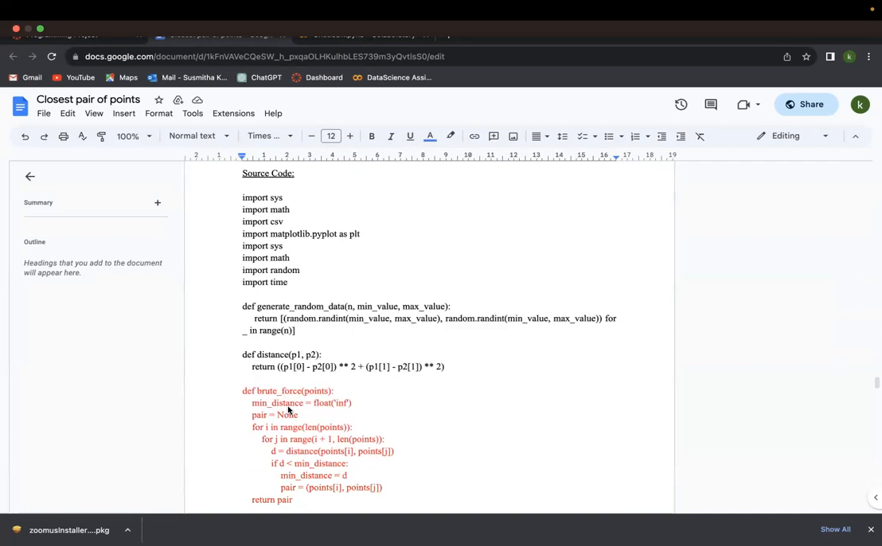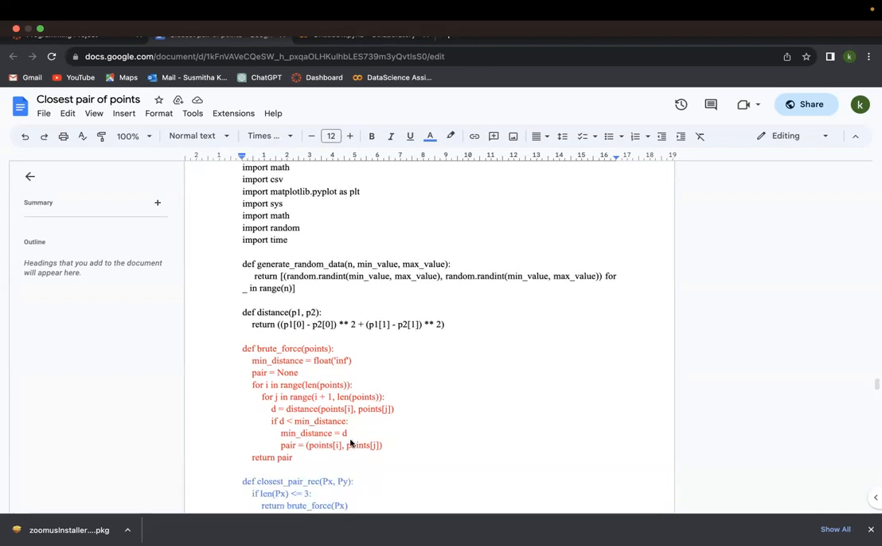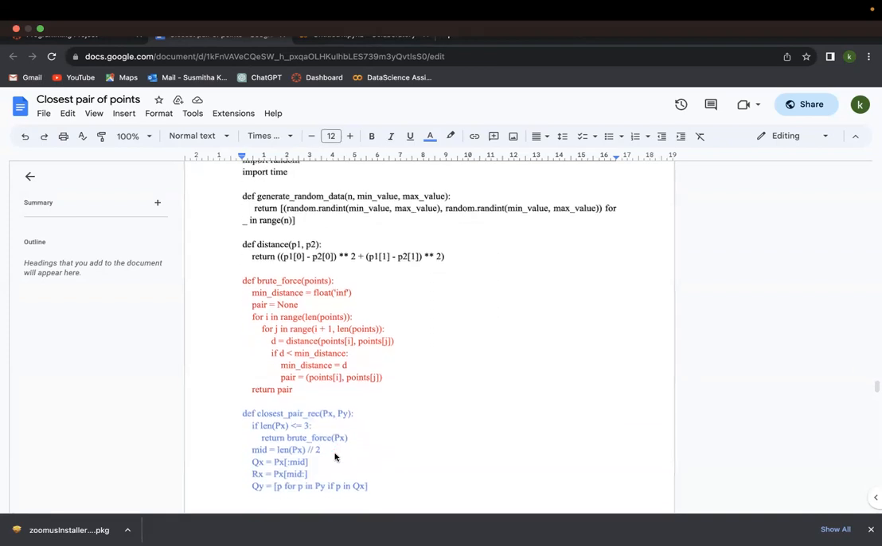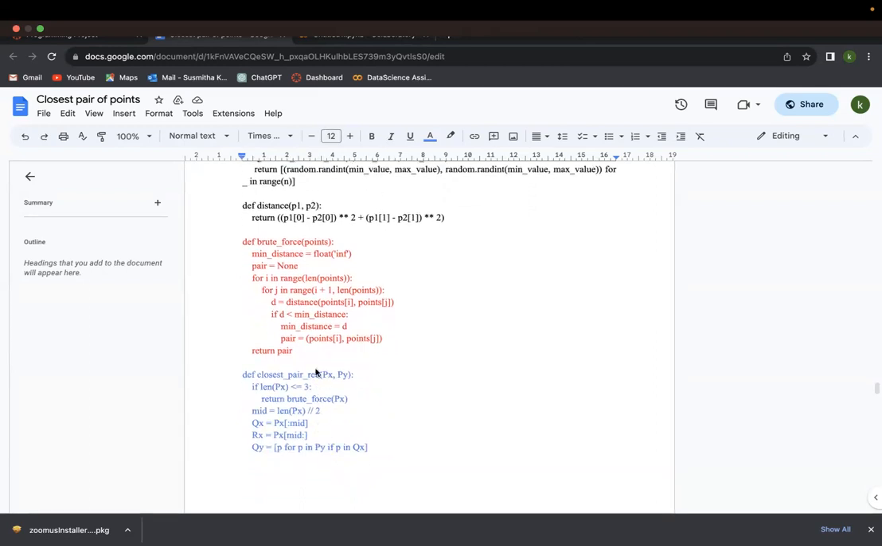Here we have the minimum distance. In the minimum distance, we have taken the maximum, so that the maximum distance is replaced by the minimum distance at the end. Minimum distance equals D and the pair equals point I and point J. Here I ranges over the first for loop and J ranges over the second for loop. Finally, D is represented by point I and point J.